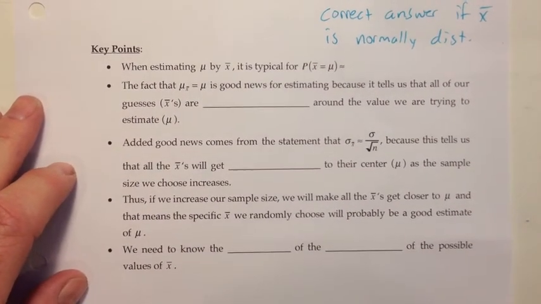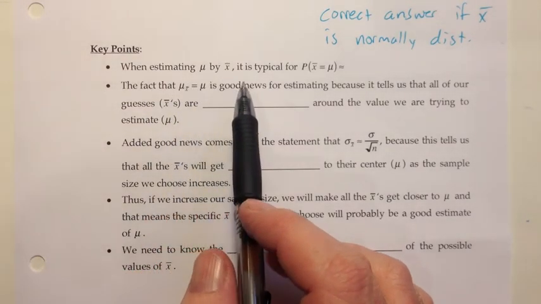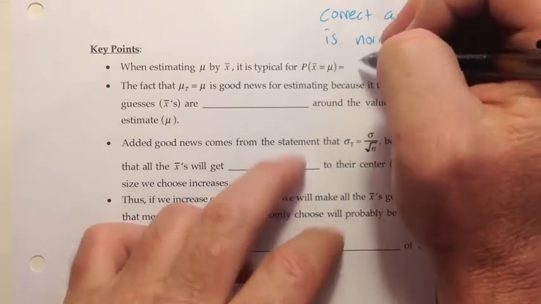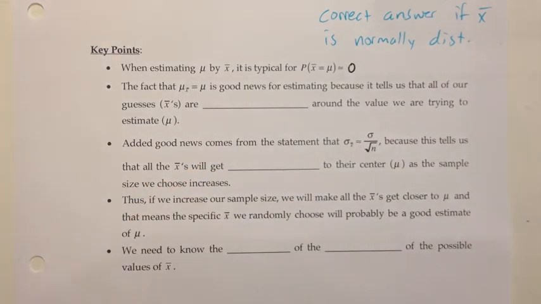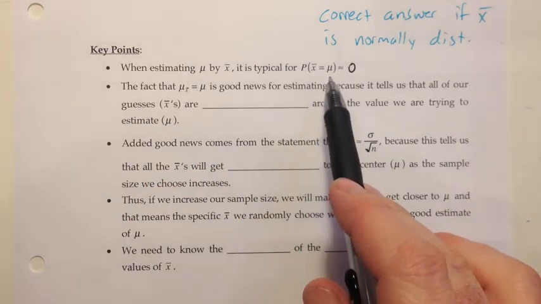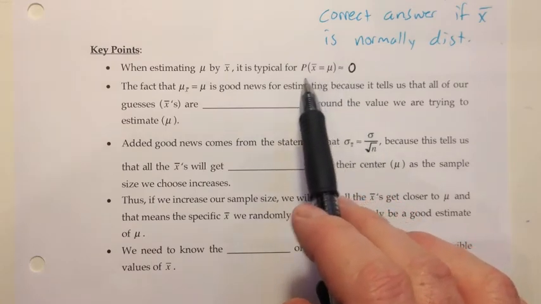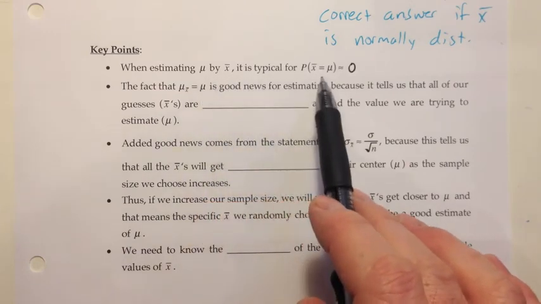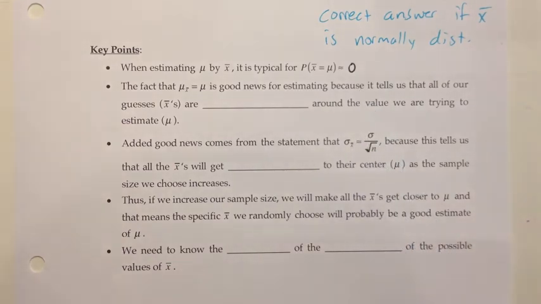Alright, let's go ahead and wrap up this section by summarizing some of the key points that have been illustrated in our examples. First of all, when you're trying to estimate mu by x bar, it's typical that the probability of x bar being exactly equal to mu is approximately 0. This is very similar to what we had in 7.1 and 7.2, where we said that the probability that p hat would be equal to p is approximately equal to 0. And the main point there is that when you're using a sample to estimate a population value, you don't have much chance of getting that exactly right, so you expect some sampling error.